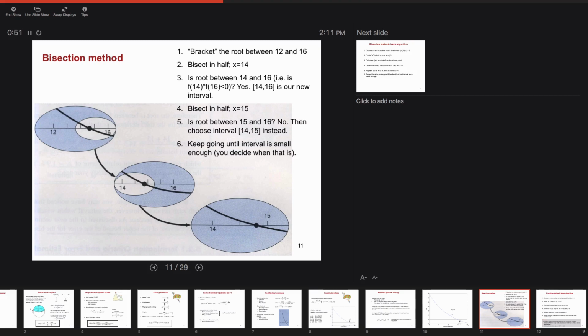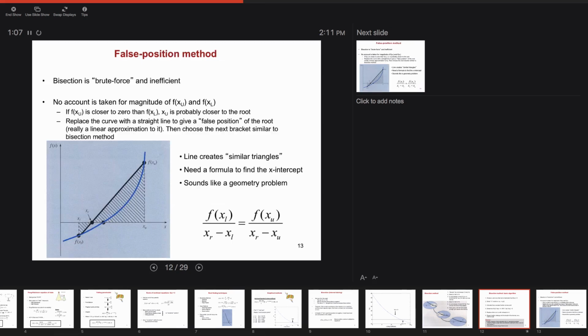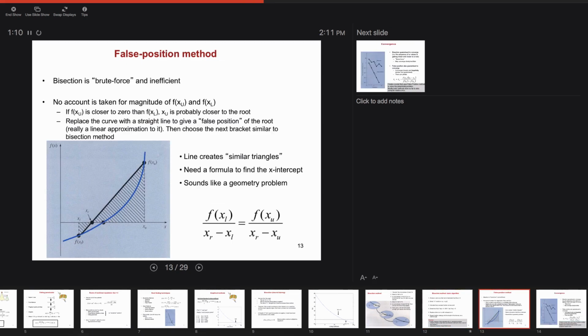Now, this method always works, but it's not always the fastest because it's never actually asking itself, other than just looking at positive and negative, what are the values of this function? Could I get to that root a little sooner? And false position attempts to do that. It's not always good at it, but on many occasions it is faster.